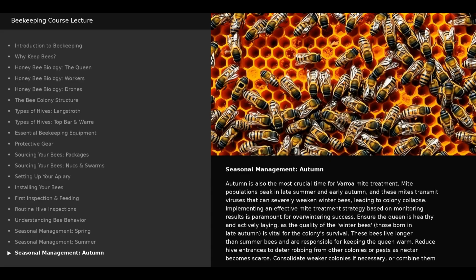Ensure the queen is healthy and actively laying, as the quality of the winter bees, those born in late autumn, is vital for the colony's survival. These bees live longer than summer bees and are responsible for keeping the queen warm.